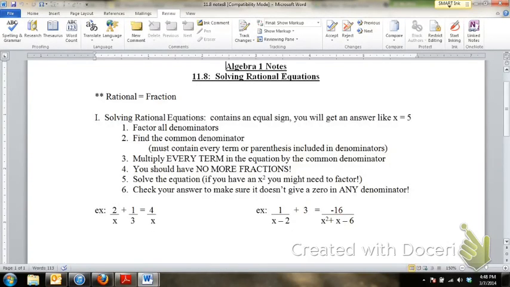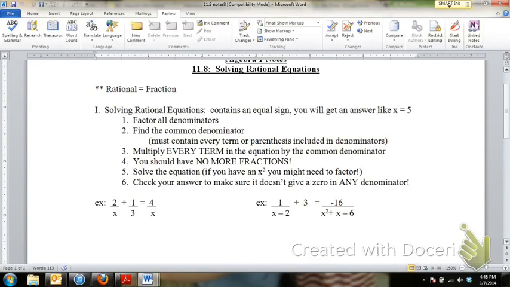In 11.8, we're going to solve rational equations. So, this is a little trickier. Now what we're going to do is, we know that this is going to be an equation because you're going to have an equal sign. So you're going to get an actual answer, like x equals 5 or something.